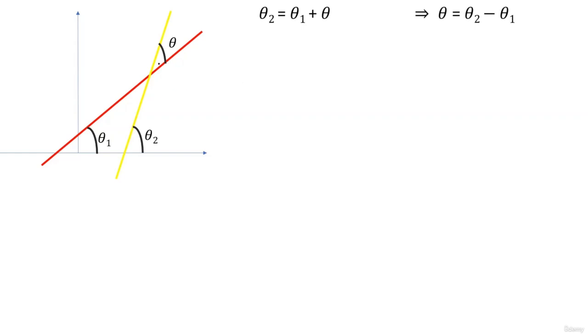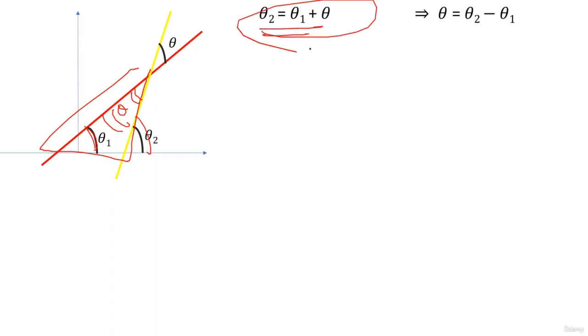Okay, suppose this angle is theta, by vertically opposite angles this will also be theta, and in this triangle, theta and theta 1 are the interior angles, and theta 2 is the exterior angle, right? There is something called the exterior angle property, which we are going to discuss anyway. That says theta 2 is equal to theta 1 plus theta. The exterior angle at any point of a triangle is equal to the sum of the two remote interior angles, right?